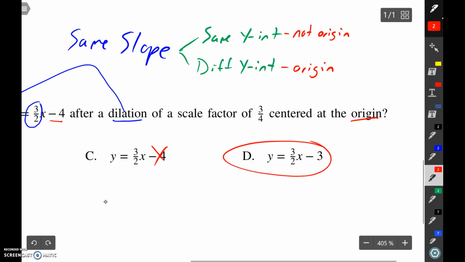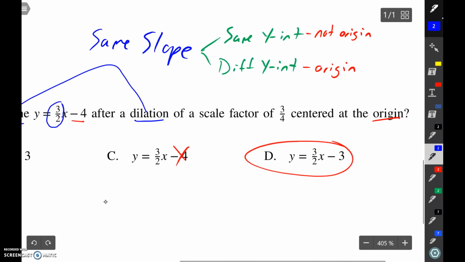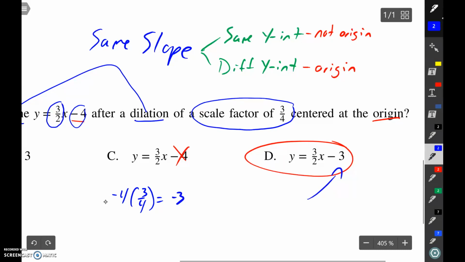So here's my answer. Now let me talk a little bit about why that is the case. Why is it -3? Well, what happens is you get the same slope, but you multiply the scale factor by the y-intercept. If you take your y-intercept of -4 and multiply it by the scale factor, that's how you get the -3. And that's what we see here.